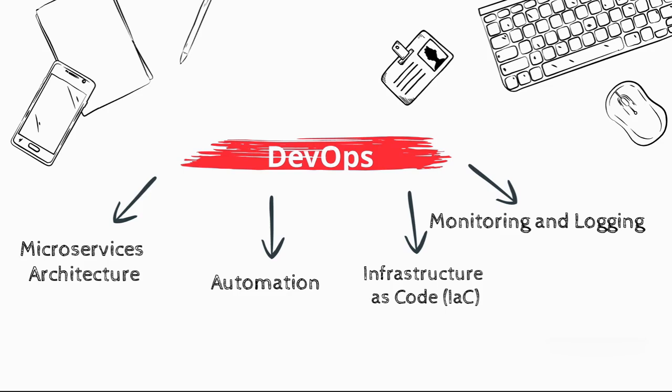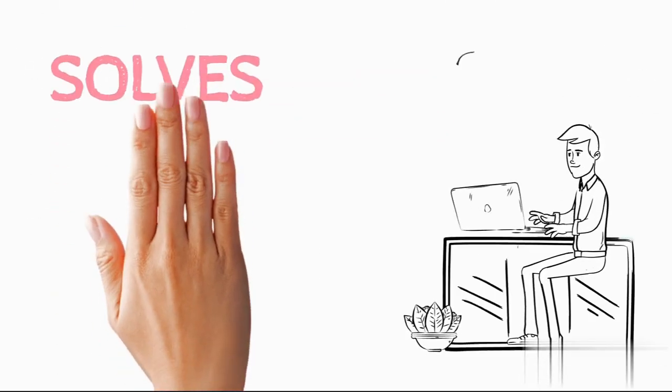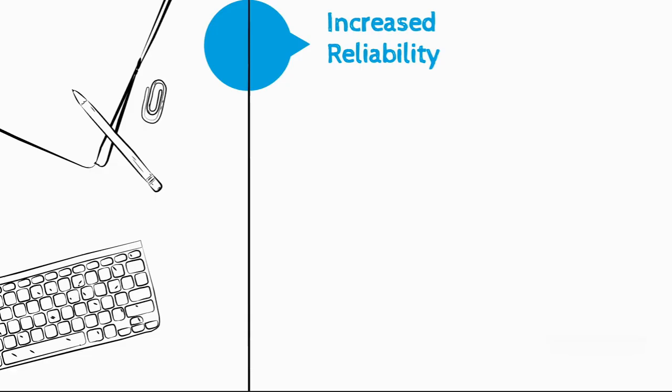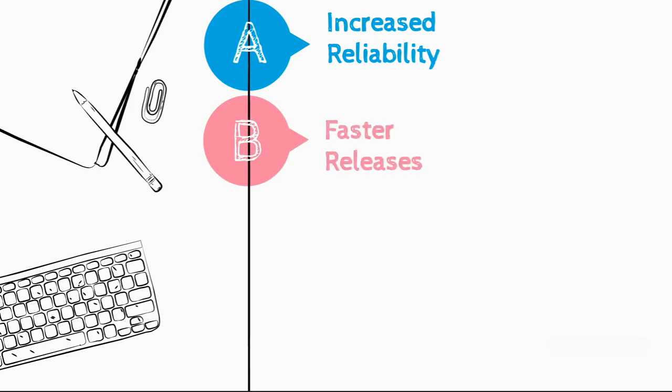The adoption of DevOps led to significant improvements at ACME Corp. Increased reliability. The shift to microservices and automated pipelines drastically reduced the frequency and impact of service outages. Faster releases. ACME Corp can now deploy new features and updates multiple times a day, enabling rapid iteration and innovation.